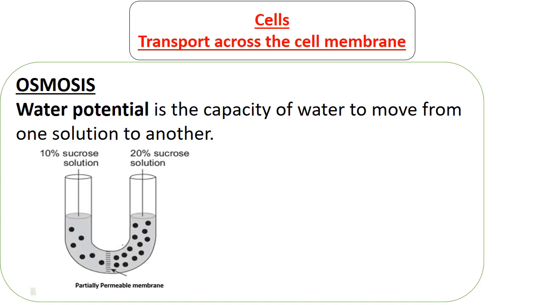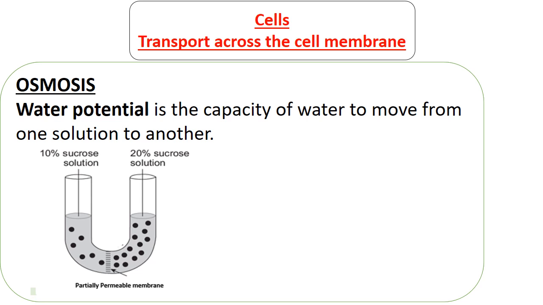So to understand that, let's analyze this tube here. On our left, we've got a solution which is 10% sucrose solution, and on our right, we've got 20% sucrose solution. And in between, just below, there is a partially permeable membrane which is separating the two. This means it only allows water, it doesn't allow sucrose to pass through it. So where is the water going to move to? Is it going to move from left to right or from right to left?